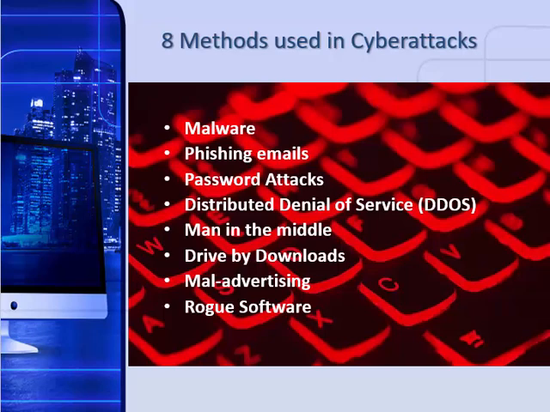Phishing emails. They're usually from third parties asking users to click on a link and provide personal data. This attack has become so sophisticated over the past years. Password attacks. This is when a third party tries to get access to information systems by breaking into the user's password.